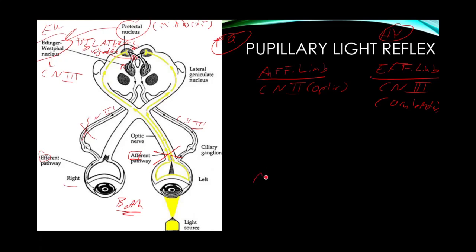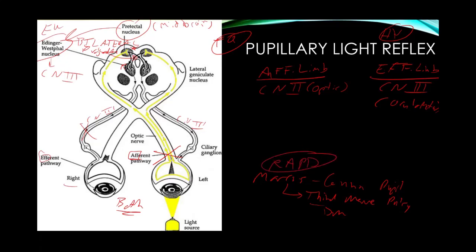There's something called the Marcus Gunn pupil, and this is really common because you see this a lot in third nerve palsy. We call it third nerve palsy in diabetics. And anytime there's ischemia to the third nerve, which is the efferent limb, you get something called a relative afferent pupillary defect. It's called a swinging flashlight test. They'll shine the light in, let's say, the left eye and then swing it over to the right eye.